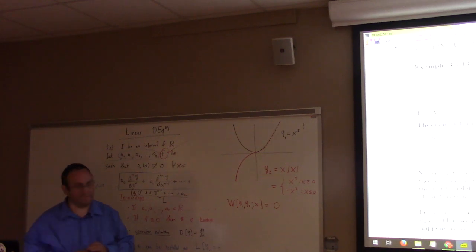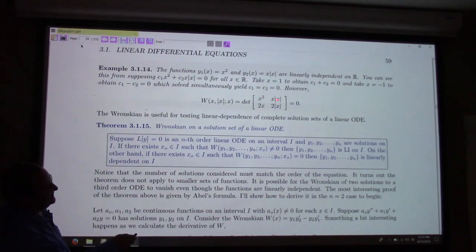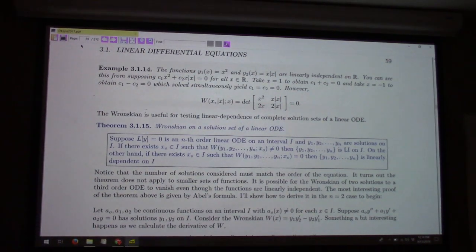Oh, look, here's what I was just talking about. So x squared, x absolute value of x: you differentiate that, you get 2x, you differentiate that, you get 2 times absolute value of x. So the Wronskian works out to 2 absolute value of x squared minus 2 absolute value of x squared, which is 0. Yay. So just a cautionary tale.